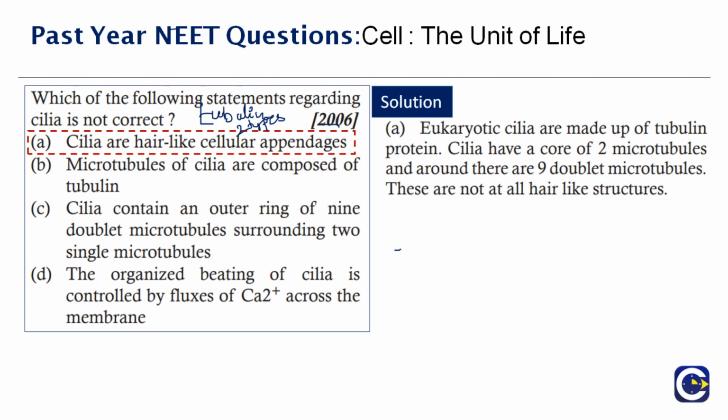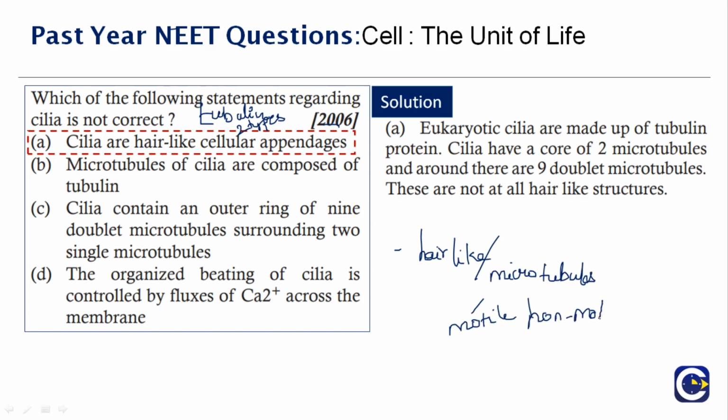Cilia are hair-like cellular appendages. As I already said, cilia have microtubules. They are not hair-like structures, but they have microtubules. And one can be motile or non-motile. When I say non-motile, they will not help in movement, but they will act as sensory organs. They can sense the environment. Therefore, the correct answer to this question is option A.